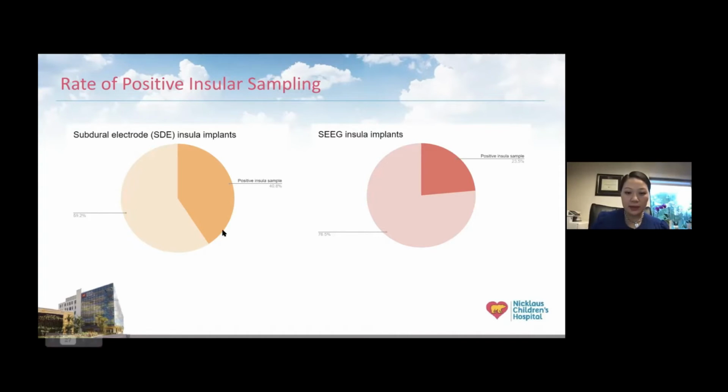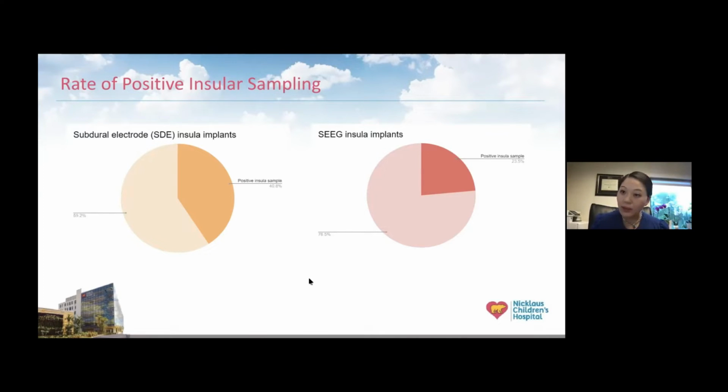As you can see here, quite a high number of patients who had their insula sampled through subdural electrodes and craniotomy implants had positive insular sampling. So 41% of all patients sampled actually had seizures either involving or directly coming from the insula.